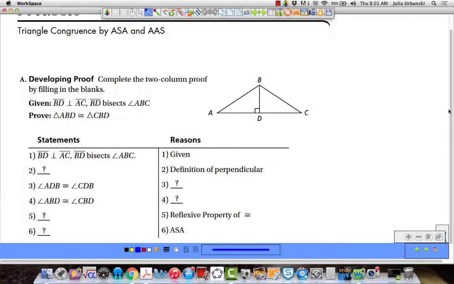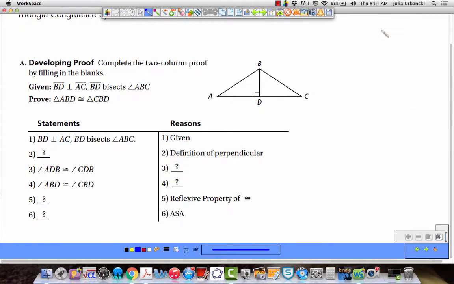Proofs. All right, and this time, I'm not going to do all the work. You guys can help. So, start off with what we're given. BD is perpendicular to AC. What does that mean? Perpendicular? Right angles. Yep, perpendicular means you have right angles. And what does bisect mean? Cuts them in half. Okay, so that's given.